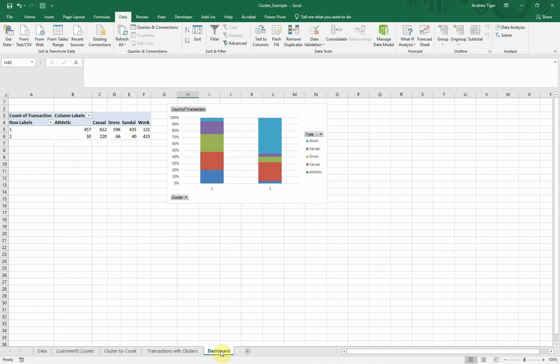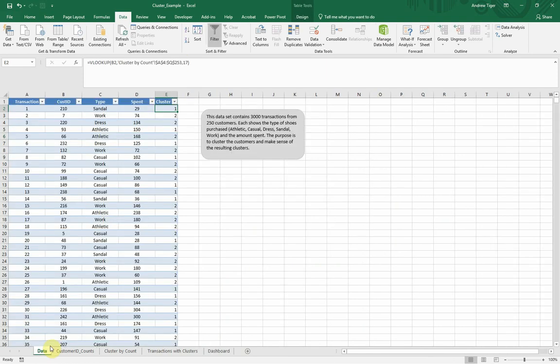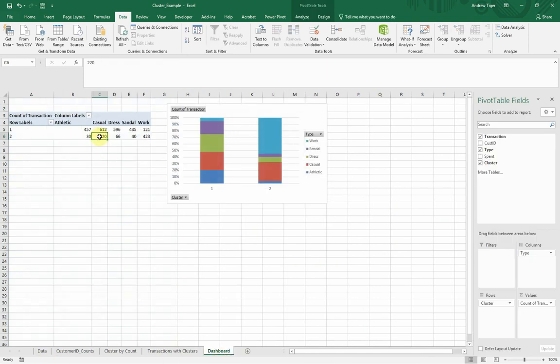You can also draw a picture of this. This is a picture of those transactions, of this data, where we've got the 2 clusters and how many of these went into each. So you can see the obvious difference is that cluster 2 is made up of people that buy work shoes. Cluster 1 don't buy work shoes.